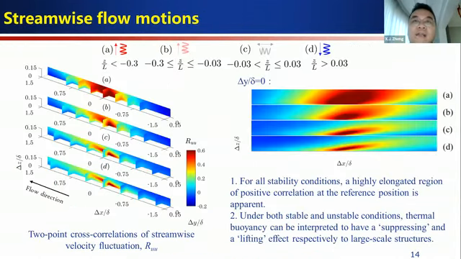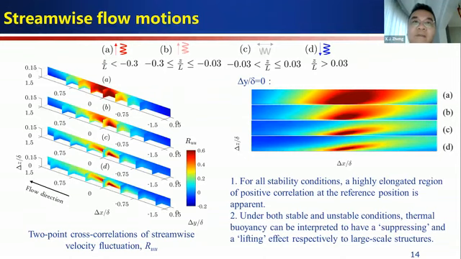Next, we analyzed the two-point cross correlation of streamwise velocity fluctuations, RUU, the streamwise spanwise correlation RUV, and the streamwise wall normal correlation RUW under different stability conditions. For convenience, we classify the data according to z/L ratio ranges as shown in A, B, C, and D. The isocontour maps were averaged to reduce dispersion.